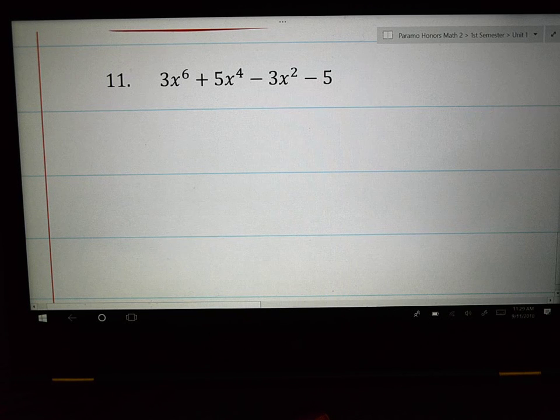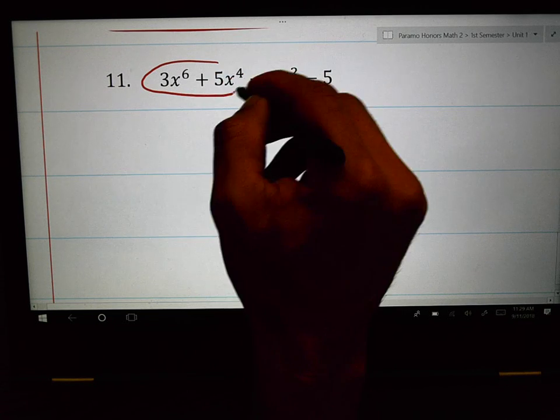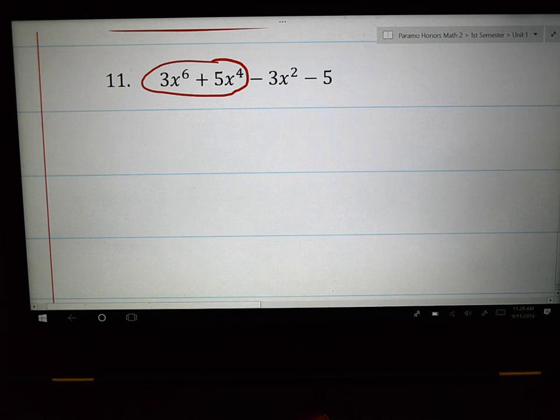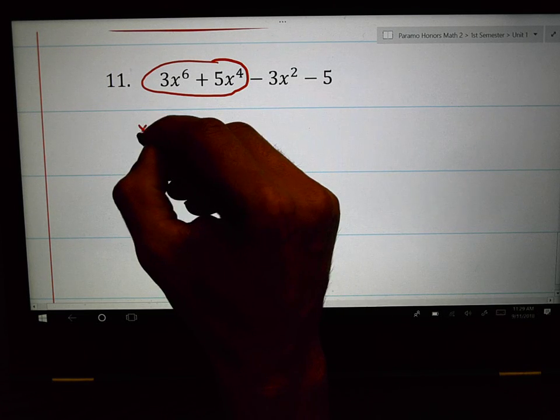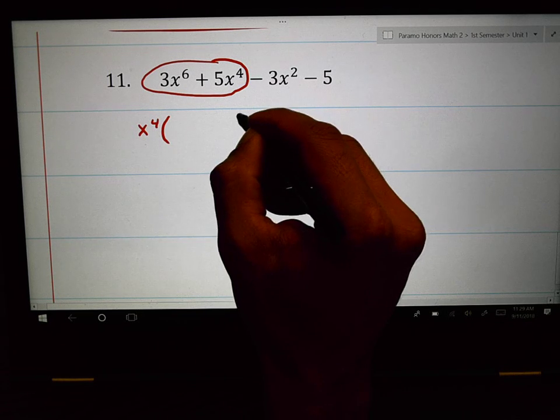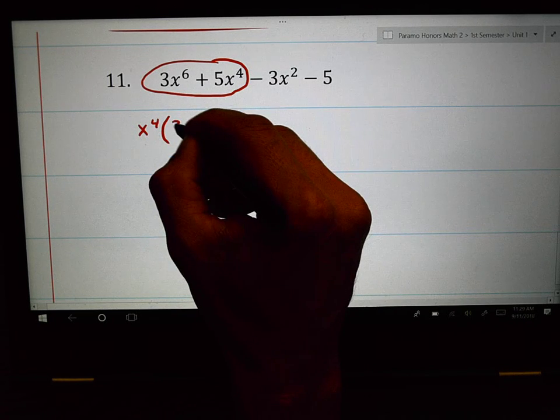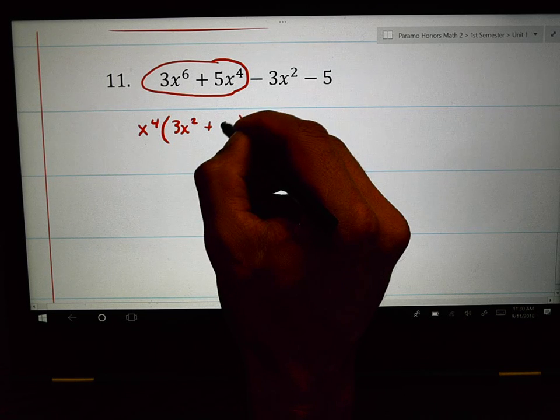Number 11. 3x to the 6th plus 5x to the 4th minus 3x squared minus 5. Is there a GCF of all of those? Okay, so we're going to go right into GCF for terms. I'm thinking factor by grouping. Let's pull out a GCF of terms 1 and 2. X to the what? 4. If you pull out an x to the 4th, what would be left is 3x squared plus 5.